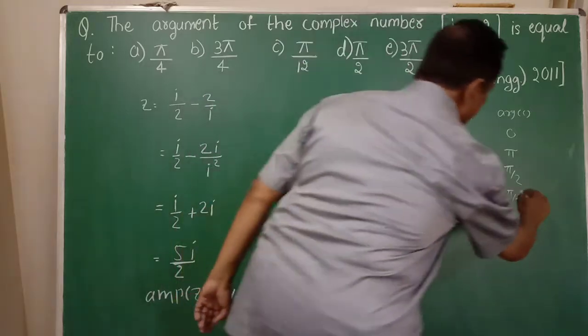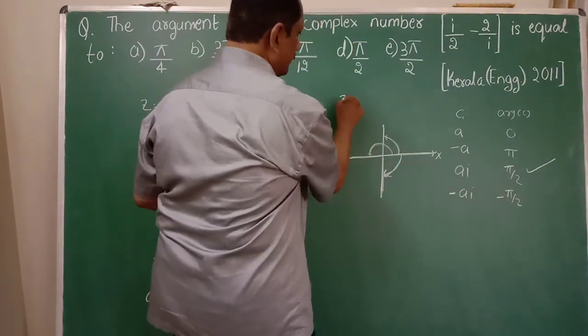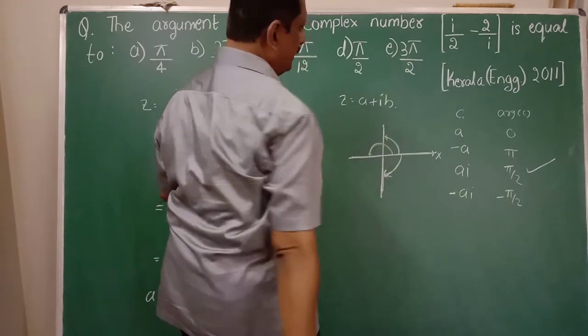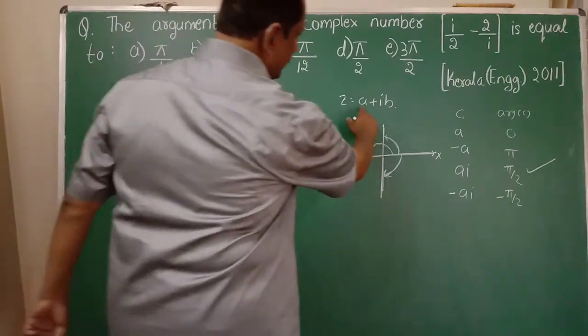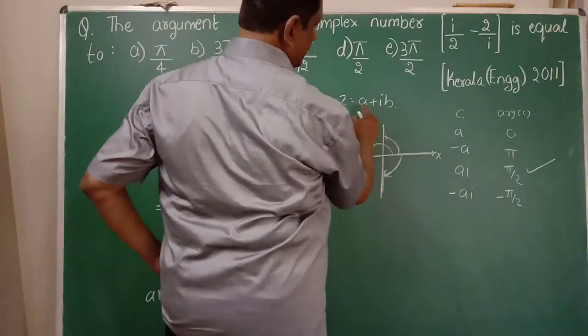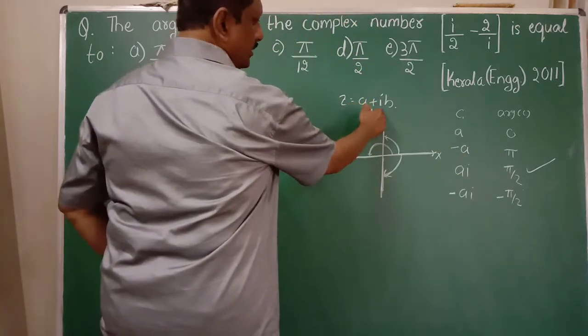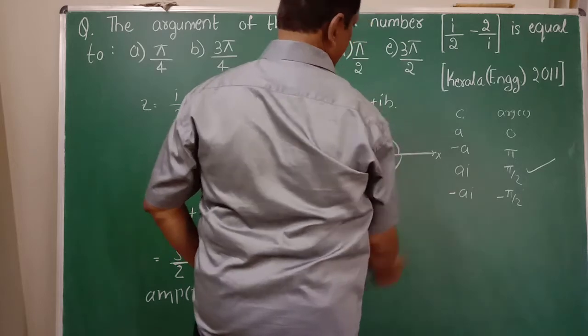You are using this one here. Z is equal to a plus i into b. a plus ib. In this case, b is 0. b is 0. Okay. Then it gives a. Again, if it is minus a, then it is pi here. Then a becomes 0, then it gives this one here. And here, if it is minus a, then minus pi by 2 here.